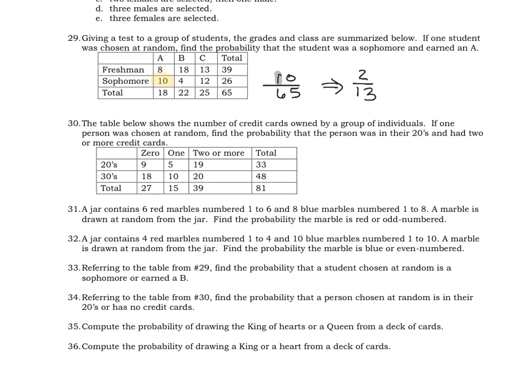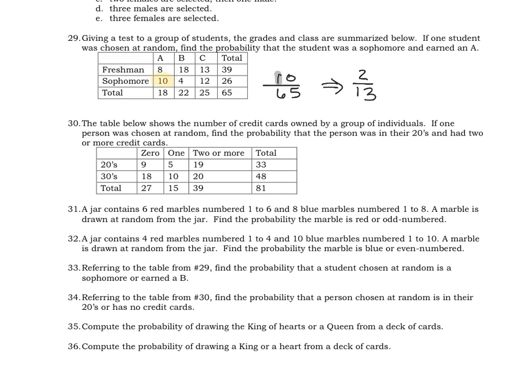30. The table below shows the number of credit cards owned by a group of individuals. If one person was chosen at random, find the probability that the person was in their 20s and had 2 or more credit cards. So the same idea, they would have to fall into both categories.